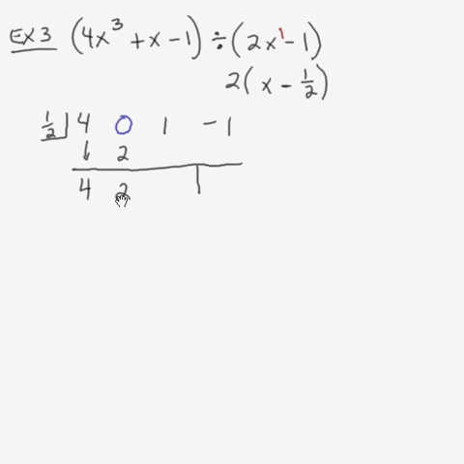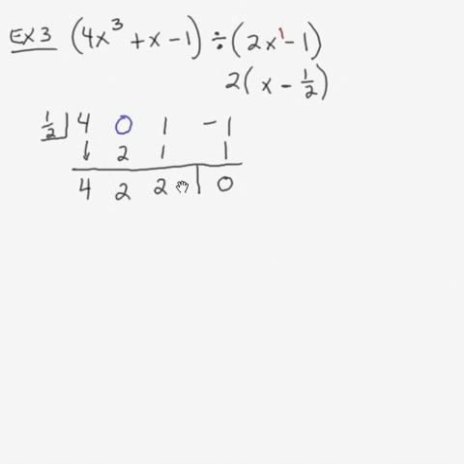Sorry, I was doing the next step in my head. 0 plus 2 is 2. 2 times a half, that's where that 1 comes in. 1 plus the 1, well, that's 2. 2 times a half again is 1, so we multiply, put that in the next column, and add. Negative 1 plus 1 gives us a remainder of 0.